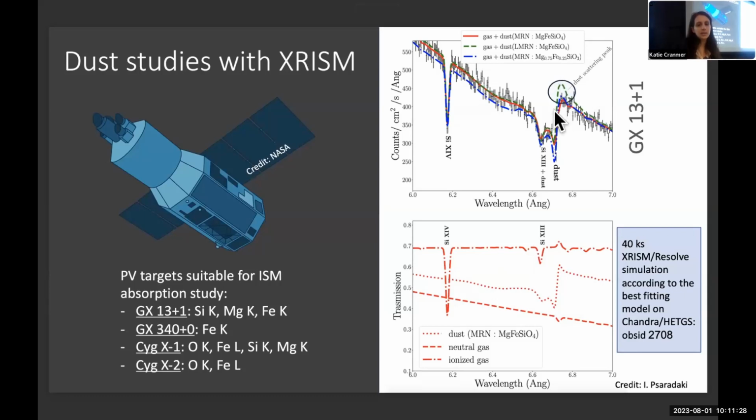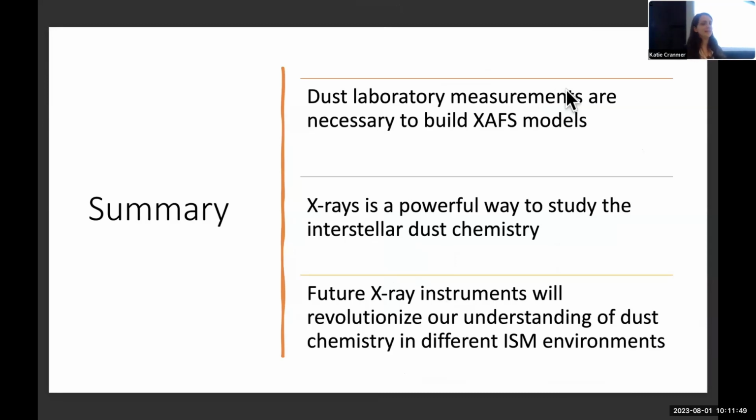Here you see in red and blue, we see small grain sizes. And here in green, we see a model with larger grains. So basically, we'll see how well we can distinguish between these two with CRISP. So we're really looking forward to it, fingers crossed. And I'll leave you with my summary.